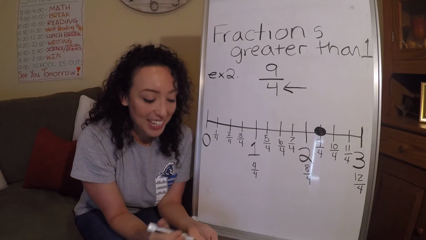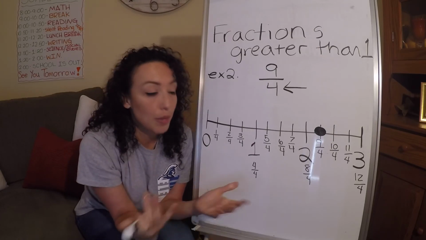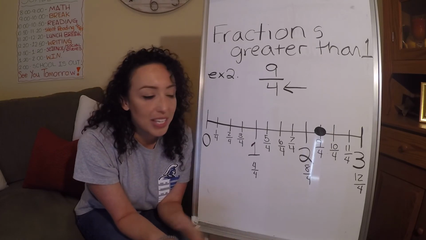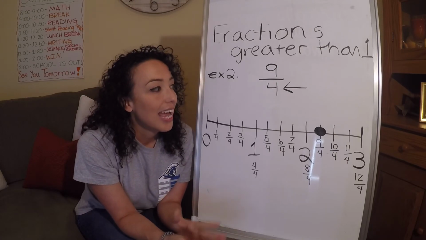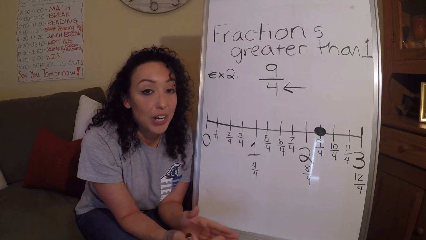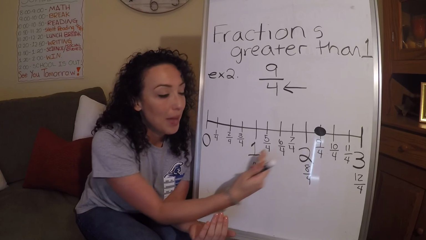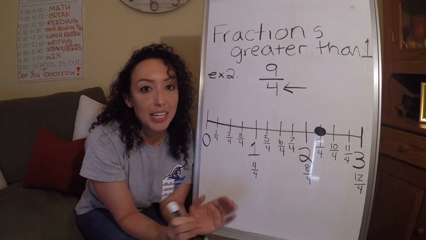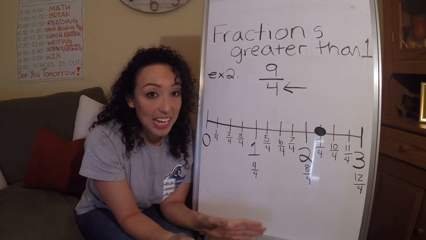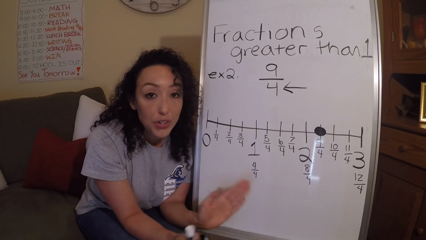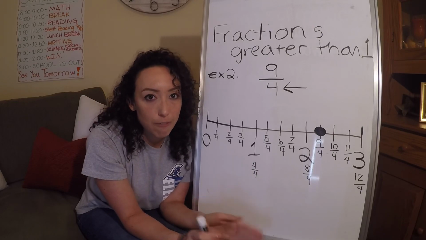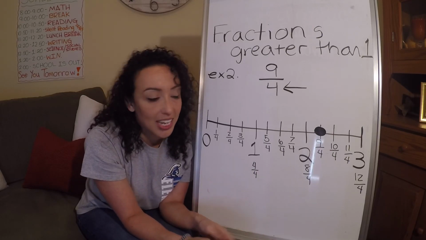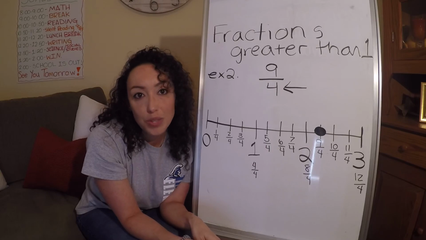So hopefully you found a connection between the pictures of the 2 pizzas, plus the extra 4th slice for you, and the number line, where it went past 1, past 2, because we were just counting 4ths. Remember, your denominator is going to remain the same throughout this whole line, through all your pictures. Everything is going to be in 4ths. Never change that. And then your numerator is the only thing that's going to change.